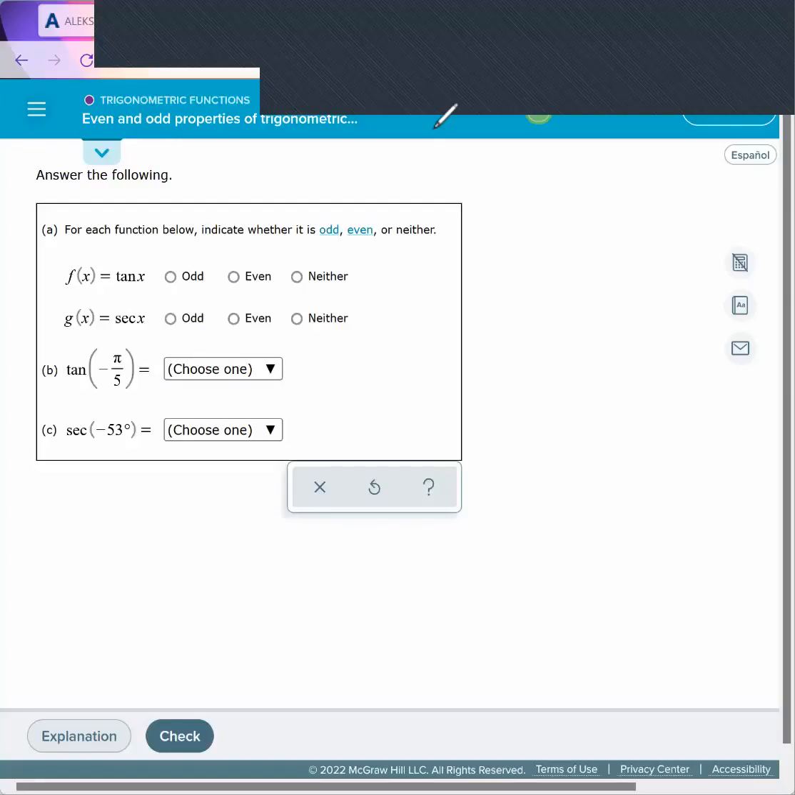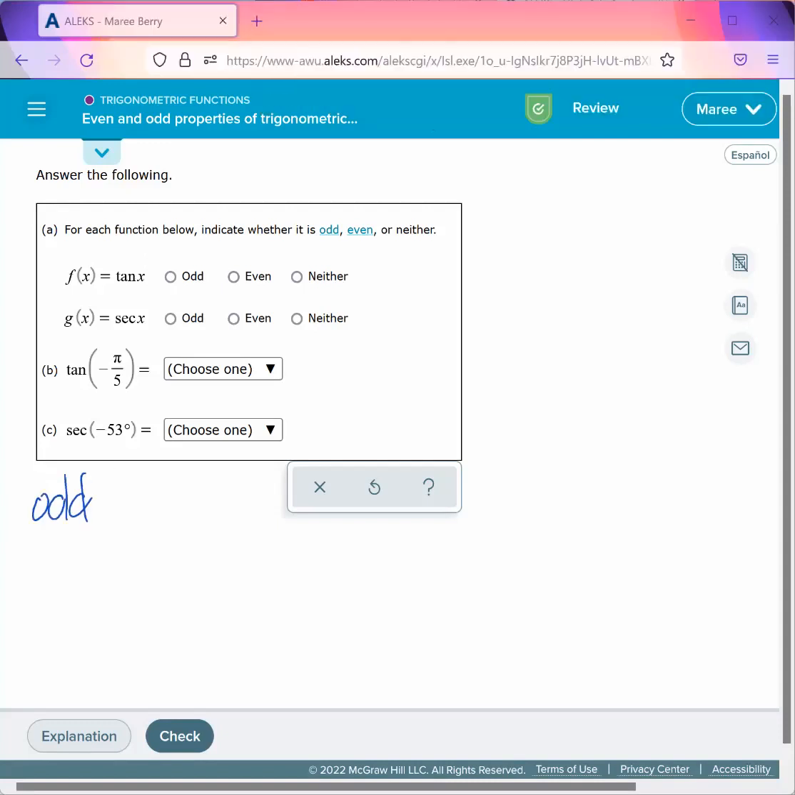So we're going to learn about even and odd properties of trigonometric functions. There are a few things that you need to know, and I believe taking notes might really help. The odd trig functions are sine, cosecant, tangent, and cotangent.